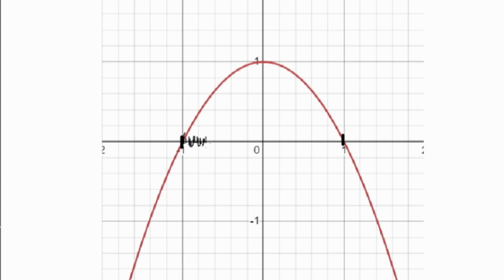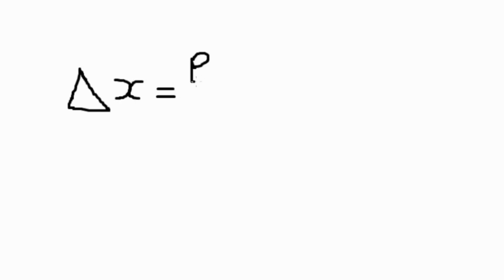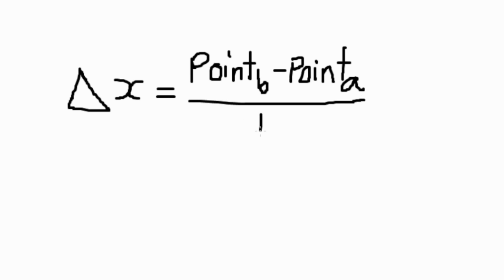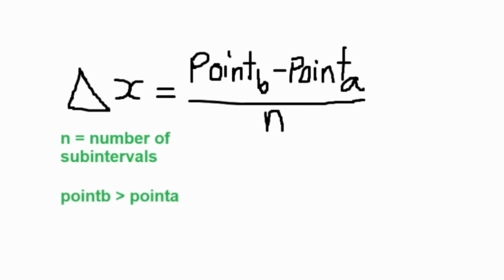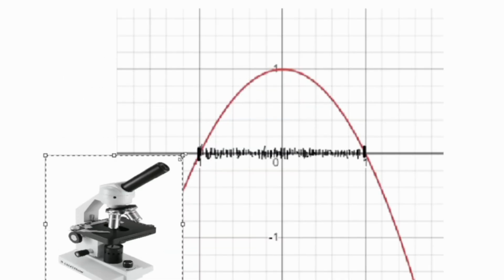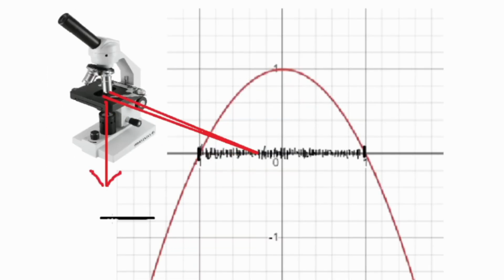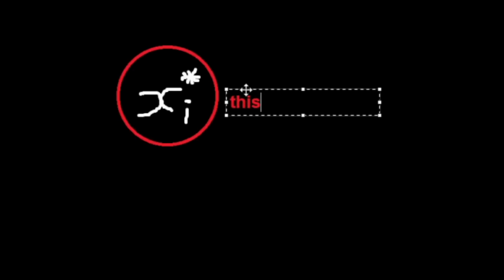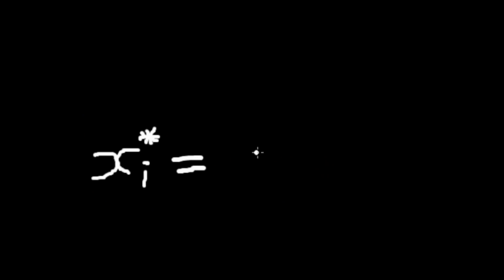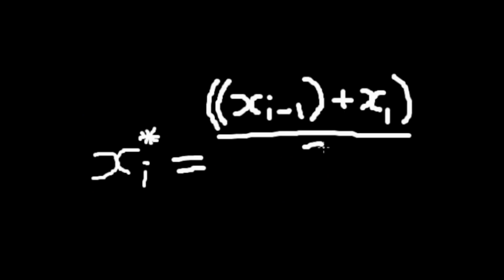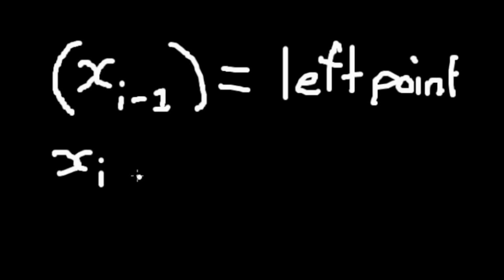Let's say that you divide it into 100 subsections, or sub-intervals. So delta x equals point B minus point A divided by n, where n is 100, and point B is the greatest number out of the 2 points. Now we have to have a value within these sub-intervals that we use to calculate with. Most commonly, this is the midpoint. This little fancy thingy here is the midpoint for a given sub-interval, and it is equal to x sub i minus 1 plus x sub i divided by 2, where the x sub i are the left and right points of the sub-interval.